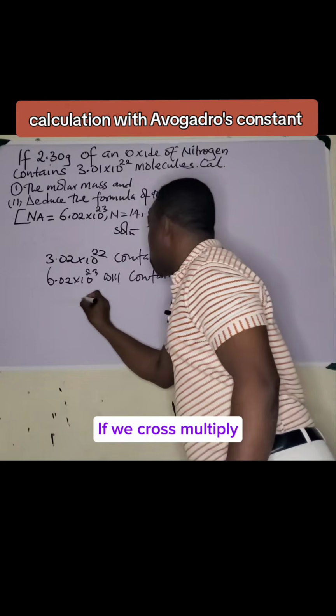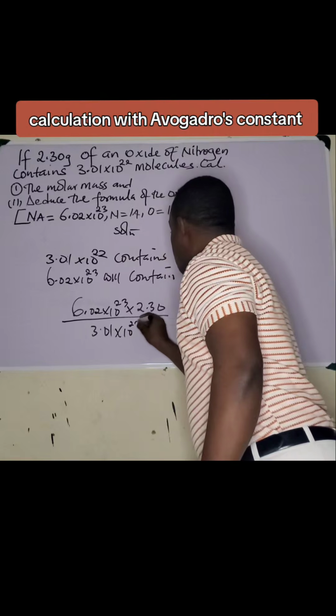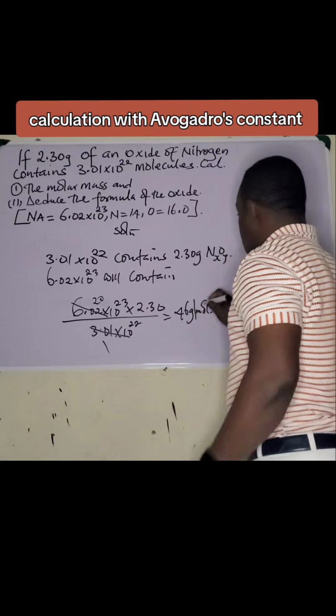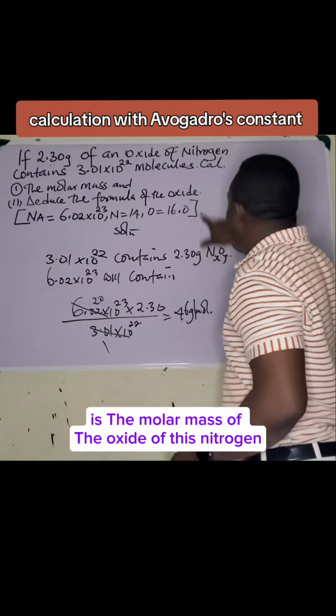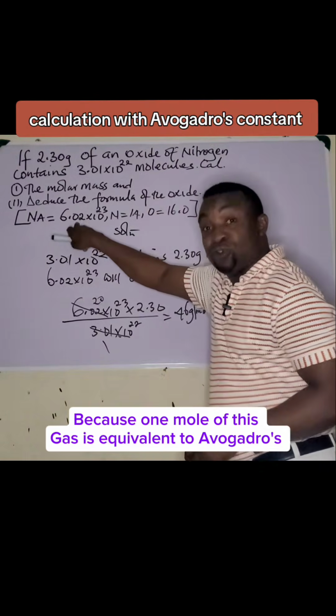So if we cross multiply, we're going to have 6.02 multiplied by this, and this will give us 46 grams per mole. And this 46 gram per mole is the molar mass of the oxide of nitrogen, because 1 mole of this gas is equivalent to Avogadro's number.